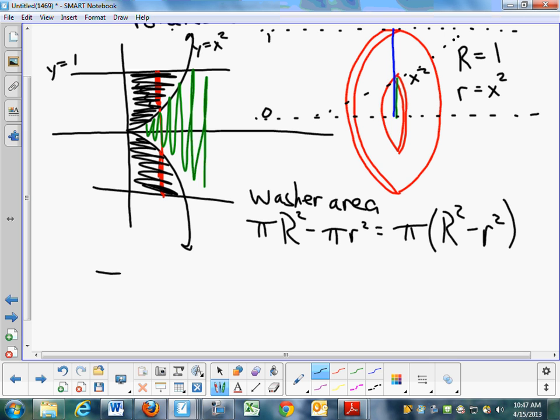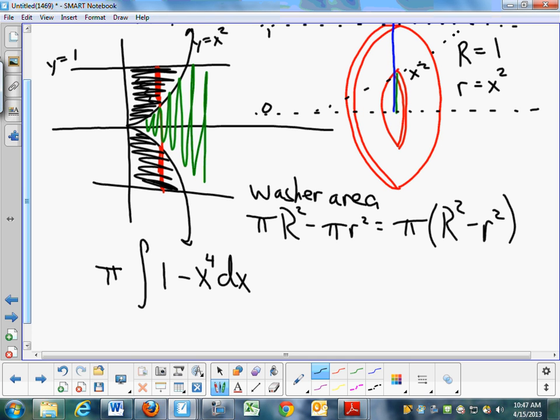I can now write it as pi times the integral, and we'll define our bounds in a second. We have our big radius squared, which is 1, minus our little radius squared, which would be x to the 4th, and we attach our dx because that's the width of the entire washer.